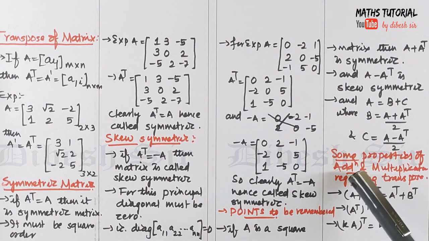Some properties of addition and multiplication regarding transpose: (A plus B) whole transpose is equal to A transpose plus B transpose. (A transpose) whole transpose is equal to A. (K times A) whole transpose is equal to K times A transpose.